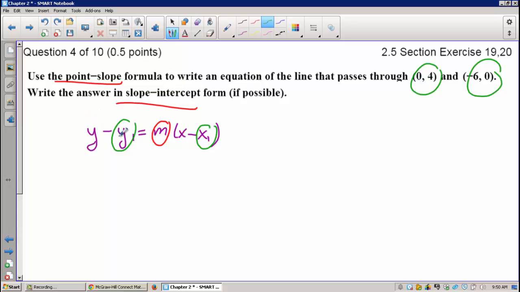Okay, so finding x1 and y1 is easy. It's one of these points you can pick. But slope is the difficult one. How can I get the slope? Any ideas?